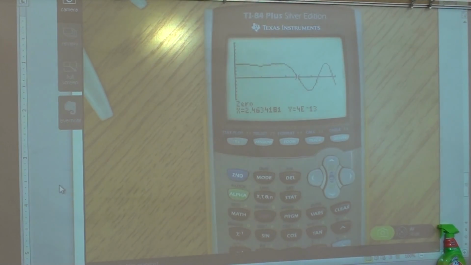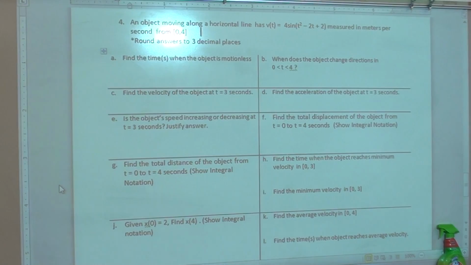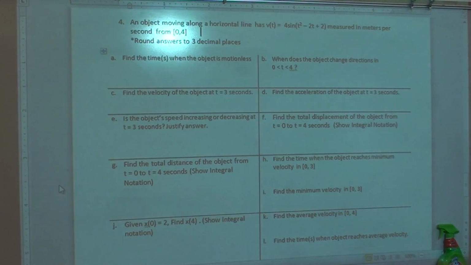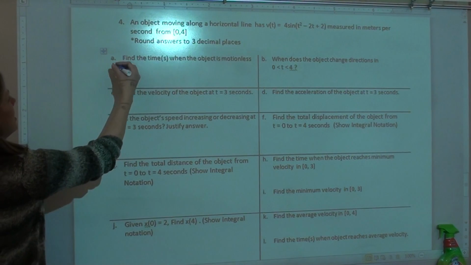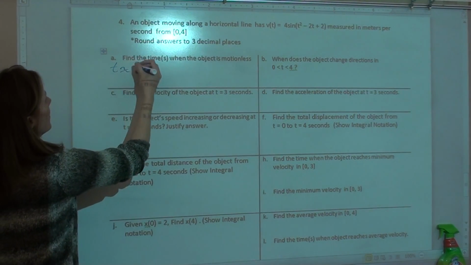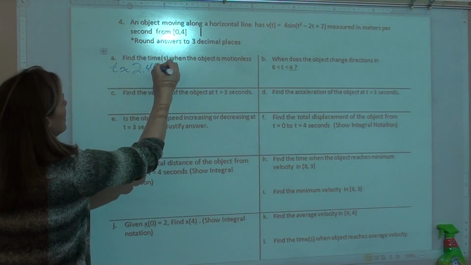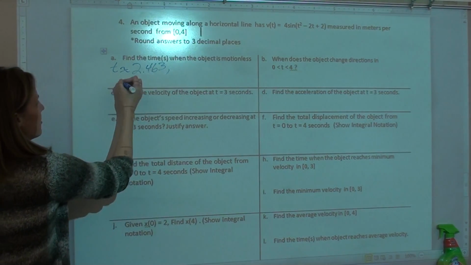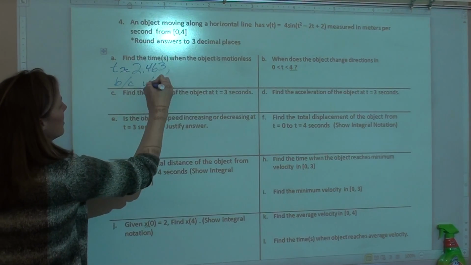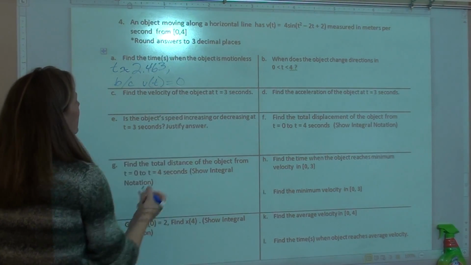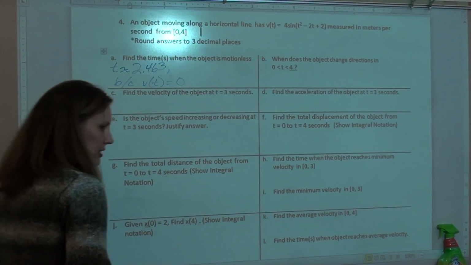So my first 0 is 2.463. How many decimals should we always round to? 3 decimals. So our t, 2.463. And of course, if there's a because statement for this, if it said y, it would be because v of t equals 0. Let's find the other 2. Everyone take a second and find the other 2.